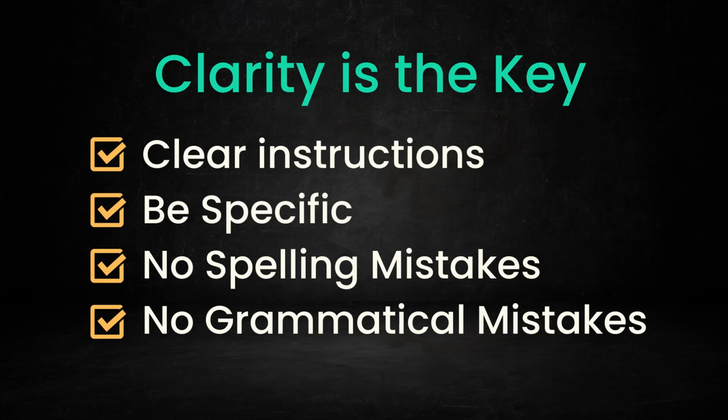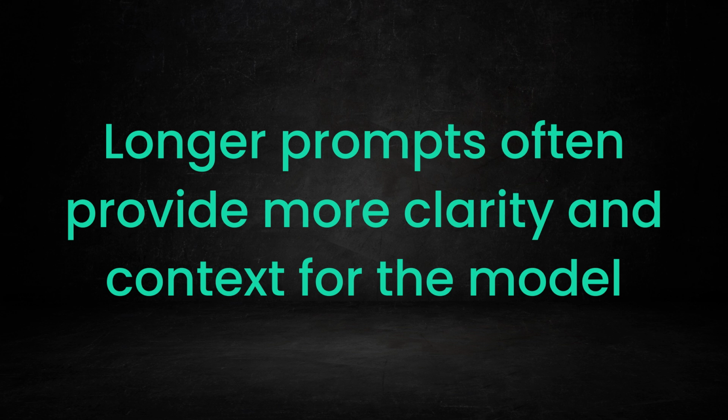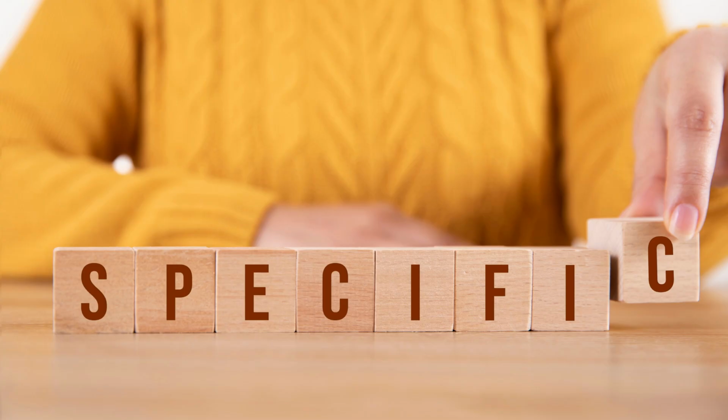To ensure you receive the best possible output, craft a prompt that is clear, specific, and free from spelling and grammatical errors. Avoid unnecessary jargon or technicalities that might confuse AI. Don't mistake clear prompts for short prompts. In fact, longer prompts often provide more clarity and context for the model, resulting in more detailed and relevant outputs. It's crucial to be as specific as possible when conveying what you want the model to do.